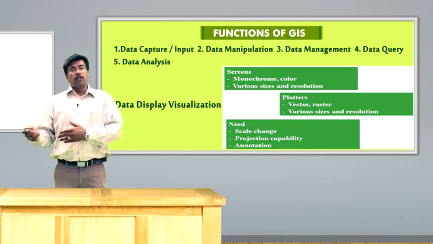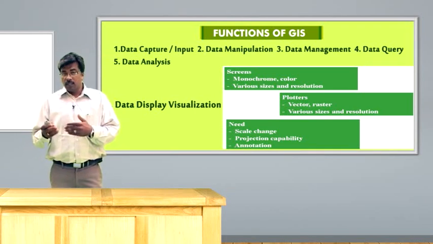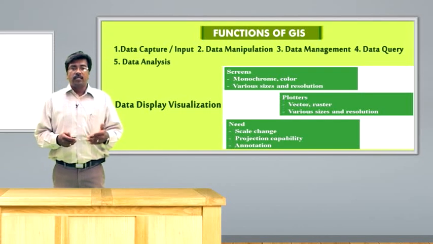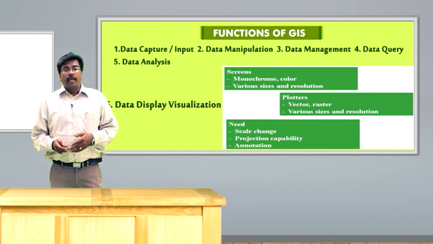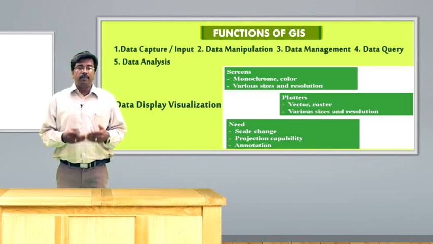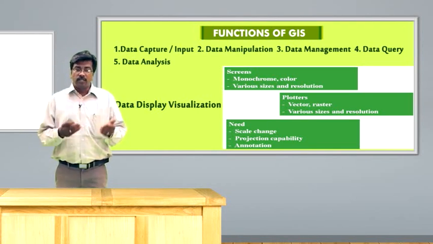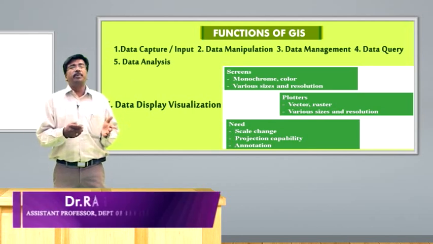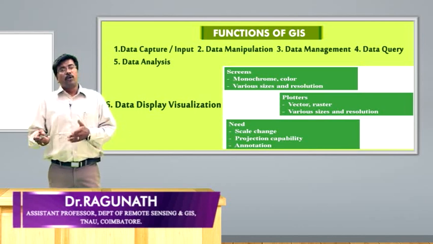If it is brought out with a plotter into a hard copy, you can print out the analysis or the maps from the GIS. And it can also be need based, whether you can change the scales, projection capabilities, and annotations also can be added to some maps, and it can be brought out as an output.